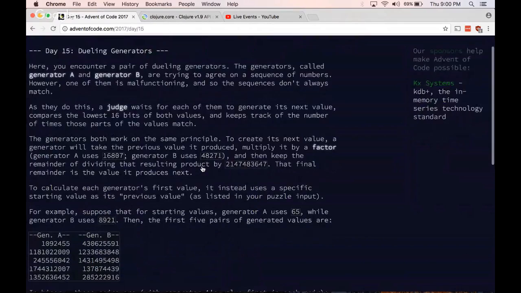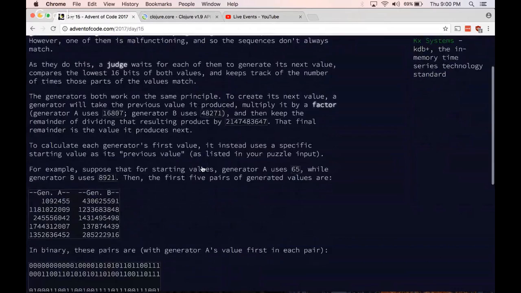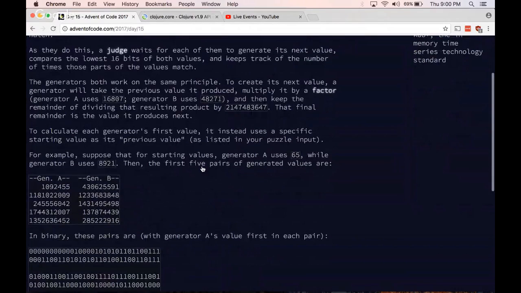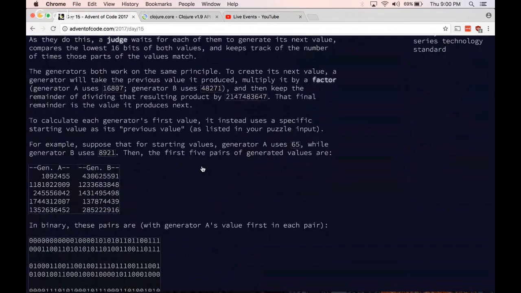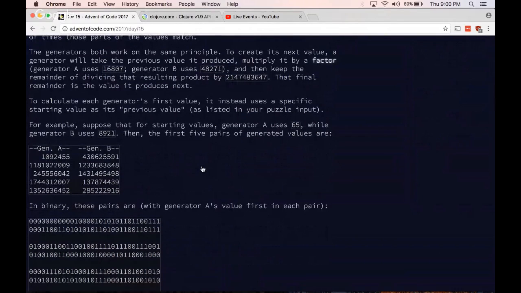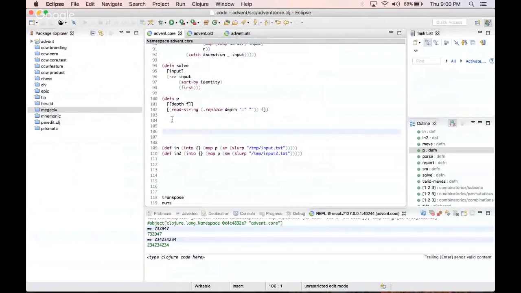Dueling generators. All right. Trying to agree on a sequence of numbers. One's malfunctioning. They don't match. Judge compares, keeps track of the number of times they match. To create its next value, multiply it by a factor. Then keep the remainder of dividing that.